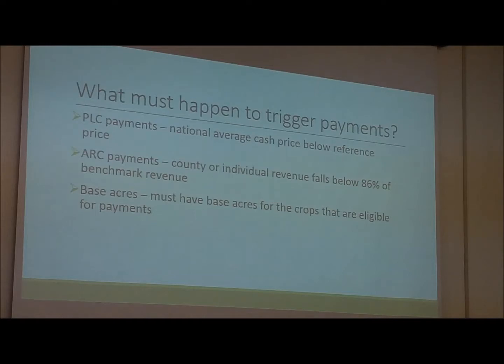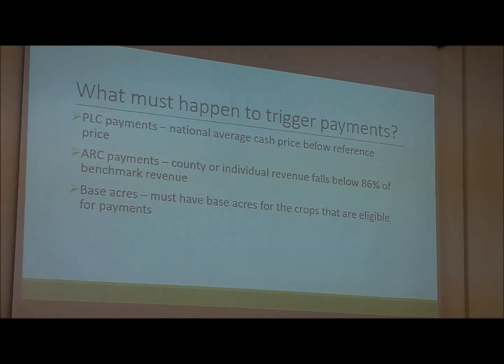For ARC county, it's that 5-year benchmark yield or price and the 5-year county average yield. If you go ARC individual, it's your individual farm yields. That probably sounds more attractive. But when you do that, all crops are pooled together on the farm. And typically you're going to have variability in performance of crops. So a good crop could offset a poor crop and you end up with no payment at all. Whereas if you had a good crop and a poor crop and the county was poor in terms of the average yield, it could trigger a payment for that crop under ARC county.